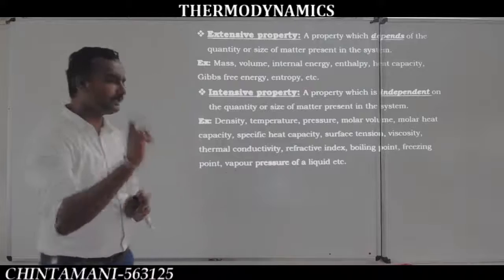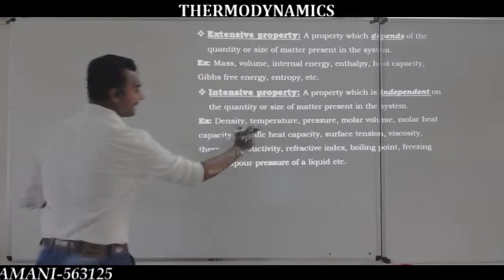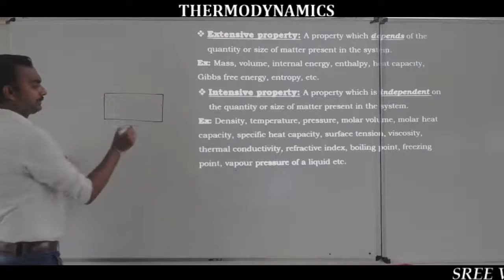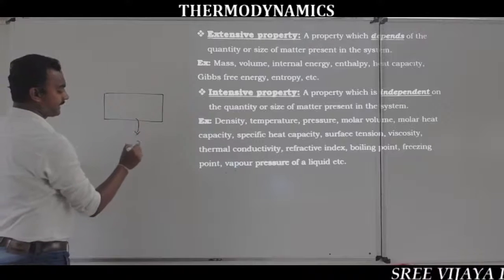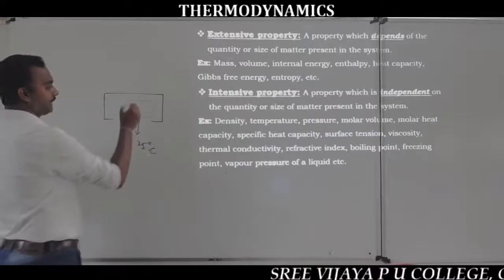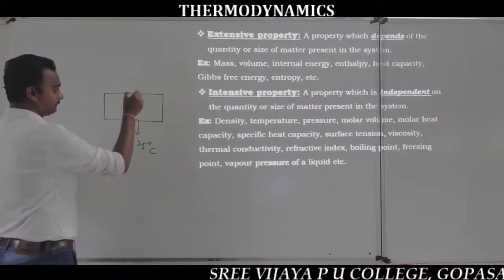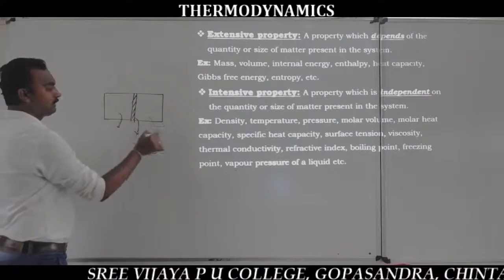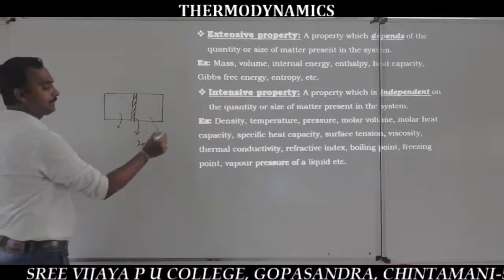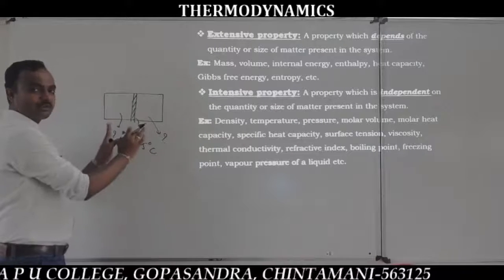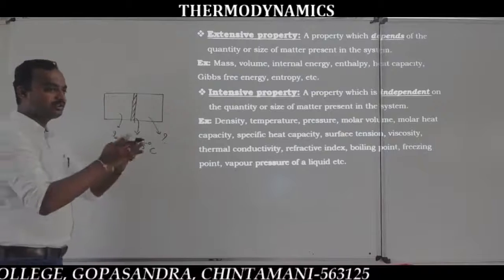Let me take a simple example, temperature. Now I am going to take a system. In the system there is some gas maintained at about 25 degrees Celsius. What I do is divide this system. Now this is one system and this is another system. What is the temperature in each system? The temperature is 25 degrees Celsius, same as the total system. As soon as I divide, the number of moles gets divided.